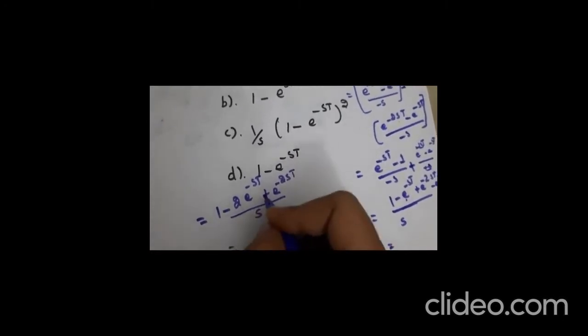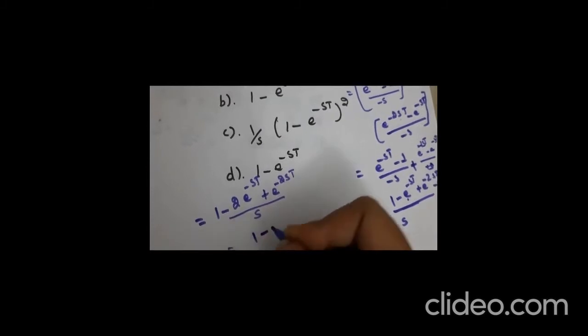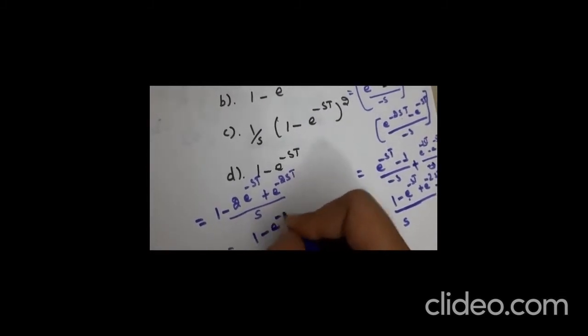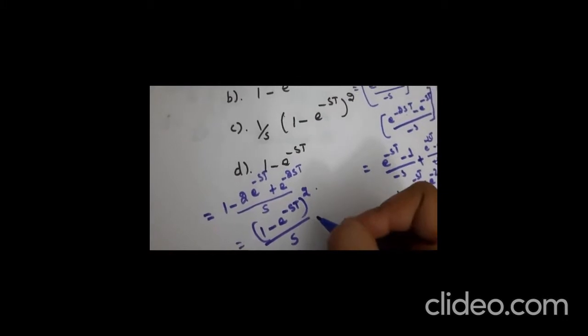So this is similar to 1 minus. If you solve this, we will get 1 minus e power minus st the whole square, that is a minus b the whole square. This is the formula, and if you solve this, we will get the same equation divided by s. So this is the final expression for this square wave.